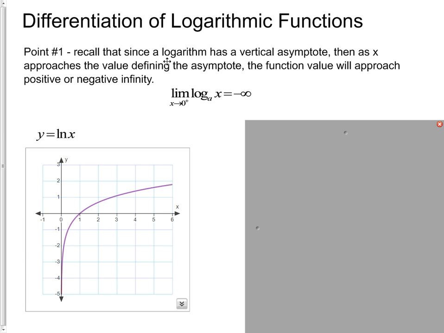In this unit, we're going to be talking about differentiation of logarithmic functions. That is, talking about how do we find the derivative of a logarithm.